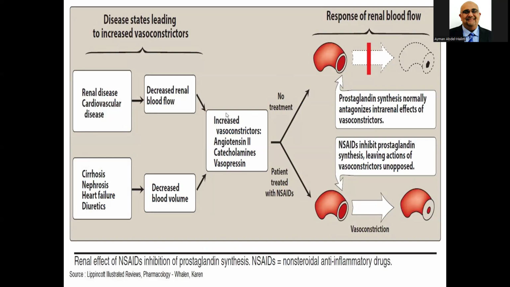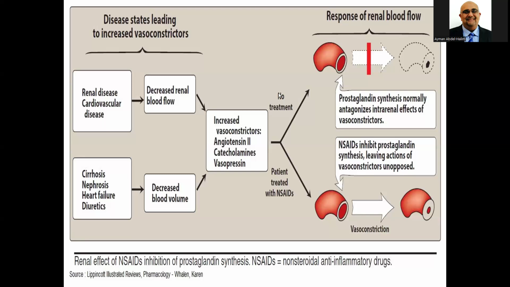Okay, this is the effect of NSAIDs on renal blood flow. As you know, with increased vasoconstrictors such as angiotensin II, catecholamine and vasopressin, patients treated with NSAIDs will actually have more vasoconstriction because NSAIDs inhibit prostaglandin synthesis, leaving the action of vasoconstrictors unopposed.